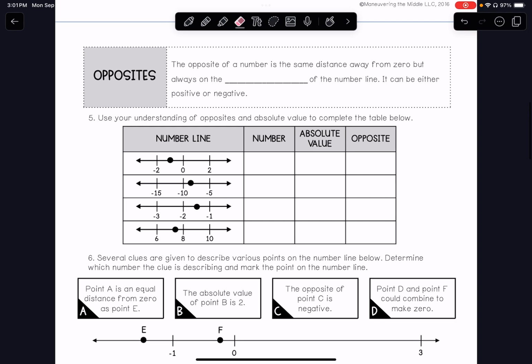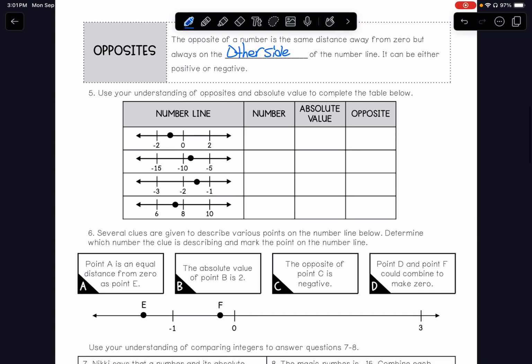Here we go. Opposites. The opposite of a number is the same distance away from zero, but also on the other side of the number line. So if you have a positive, this is going to be a negative, and so on. Okay, they can either be positive or negative.